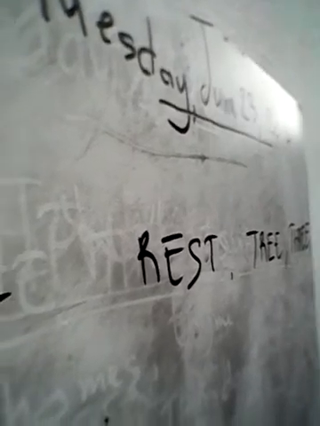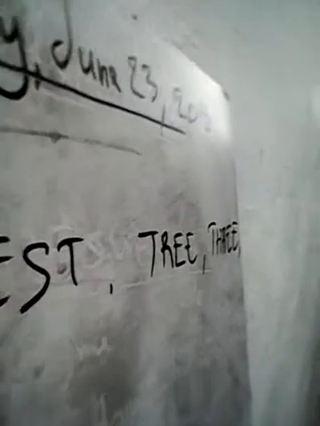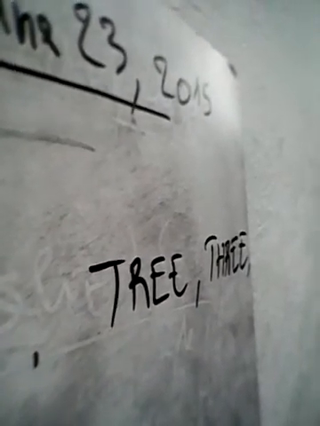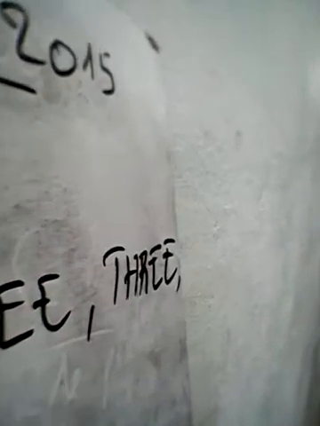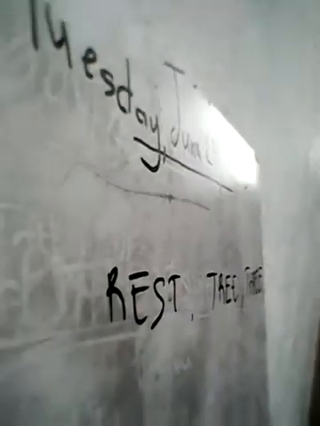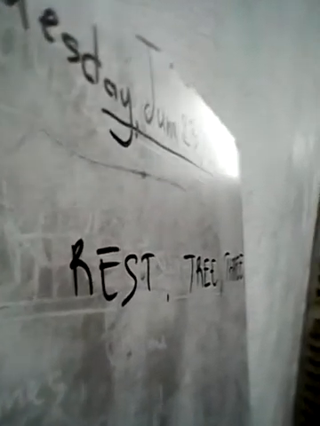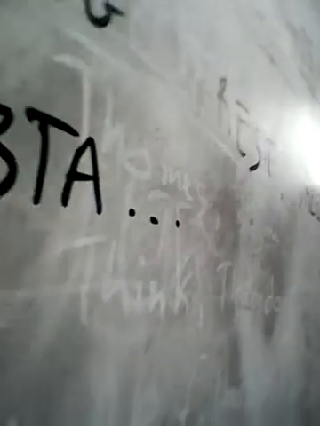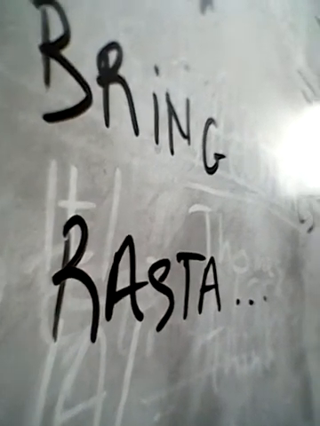Let's look at the words on the board. You see the words on the board? The first one is bring. The second one is rest. The third one is tree. The fourth one is three. And the last one is rasta.